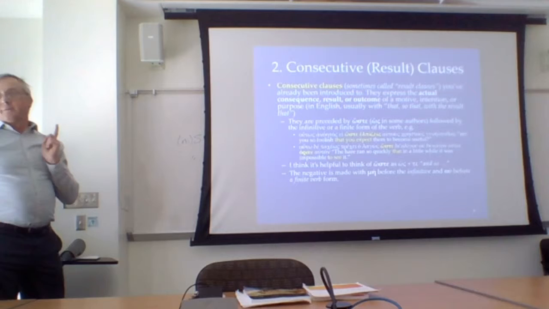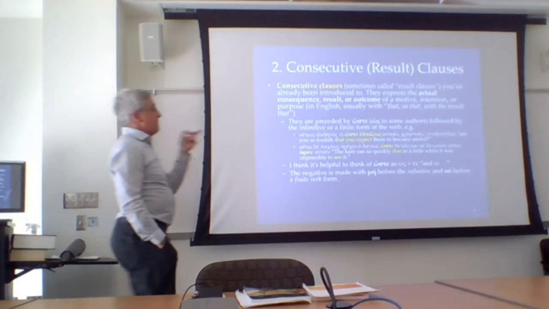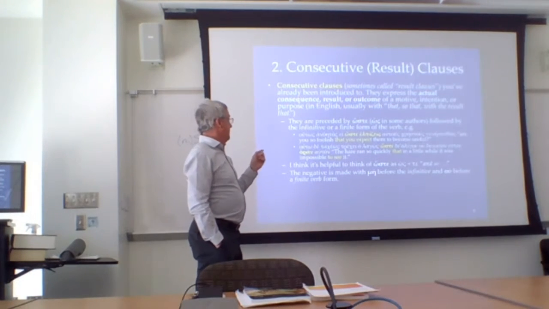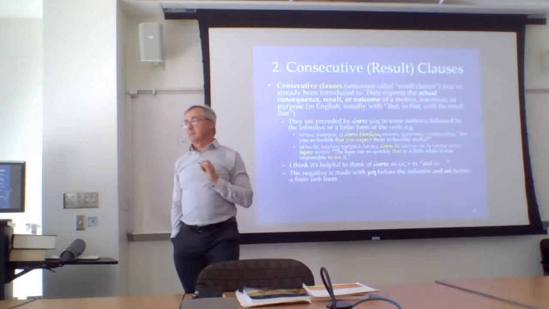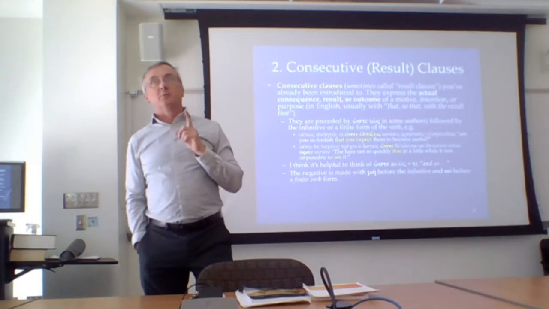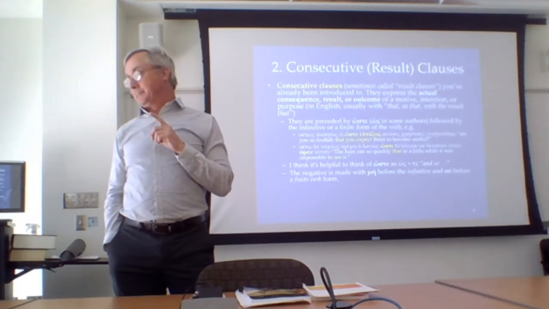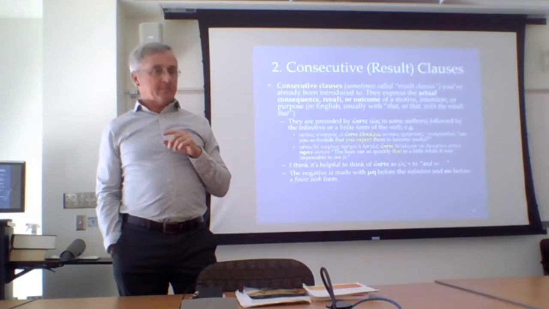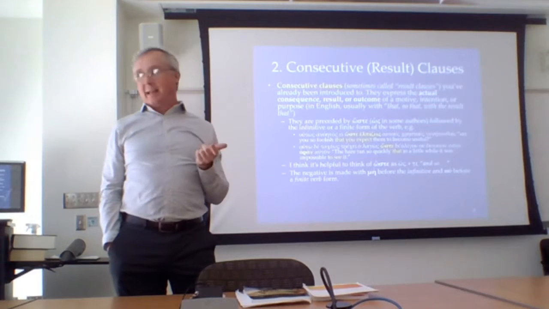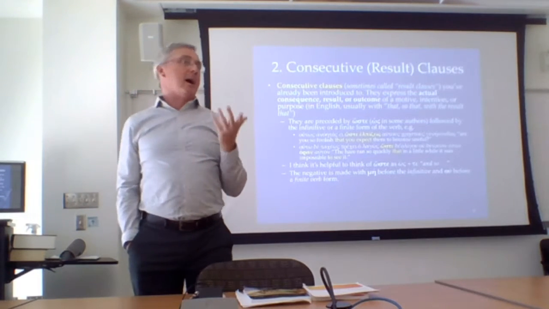The negative uses me before an infinitive, and ou before a finite form of the verb. And that's actually a very good rule in general. If you want to express a negative infinitive, use me. So not being, me einai.